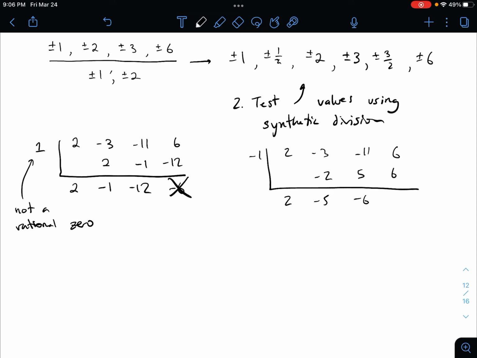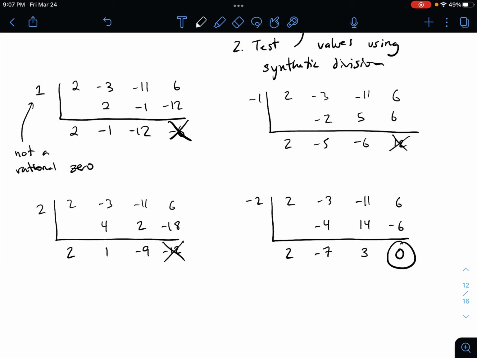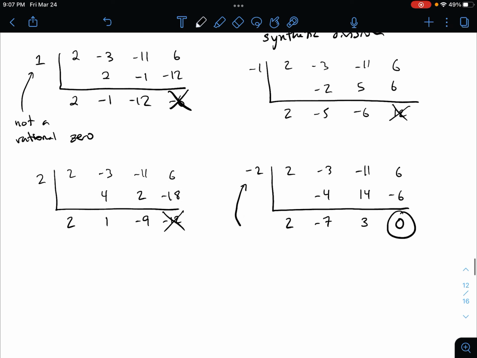We can test out a positive 2, negative 3, negative 11, 6. Bring down the 2, we multiply, we add, we multiply, we add, we multiply, and again, it doesn't work. Let's try out the negative 2. And again, you have to just keep testing these out until you find one that works. So we bring down the 2, multiply, add these together, multiply, add these together, multiply. Ooh, well, look at that. Negative 6 plus 6 gives me a remainder of 0, which is what we're looking for. Whenever you have a remainder of 0, you know that this is a rational zero.